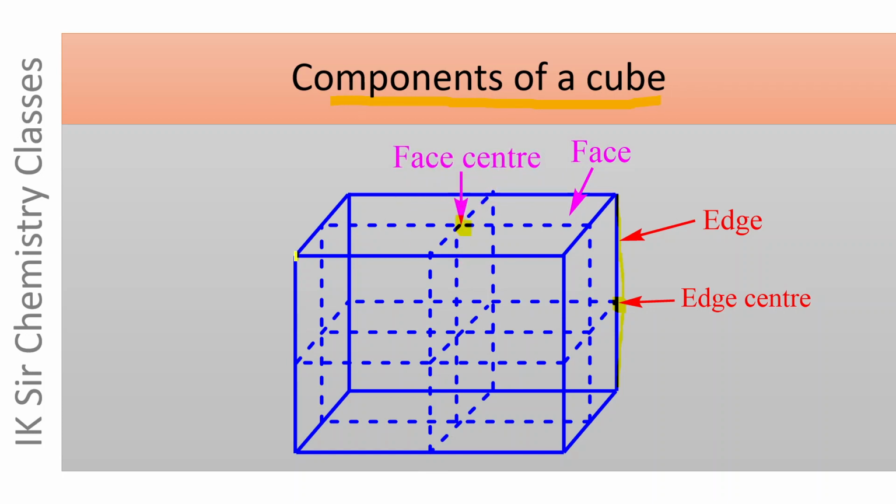This point at which more than two edges of a system meet together is called vertex, and this point is the body center of the cube. Thus, there are various components of a cube such as edge center, face center, vertex, and the body center.